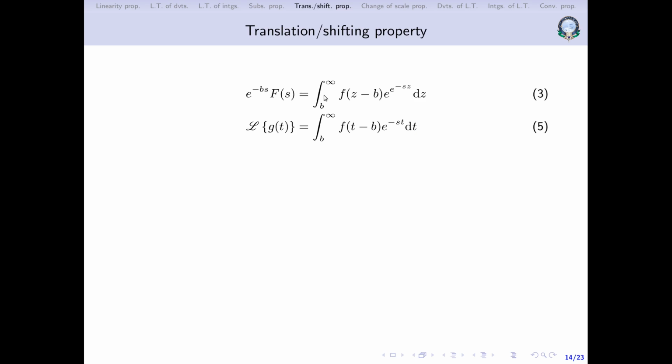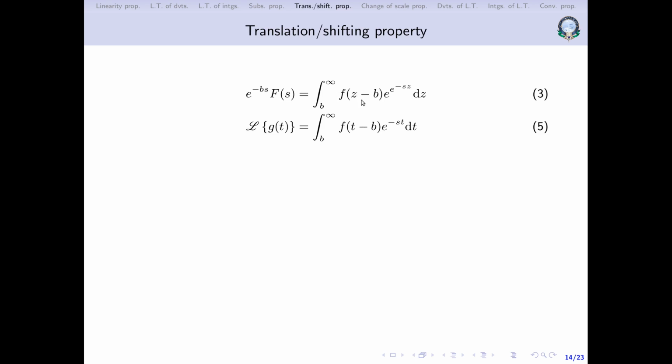So we have equation 3 and equation 5. The right hand side is the same. Please note, this mistake has just got copied from one slide to the other, so there is no extra e here, it is e to the power minus sz. Here z is a dummy variable, because we are integrating with respect to z, so we might just replace the z here with a t, and we put a t here.